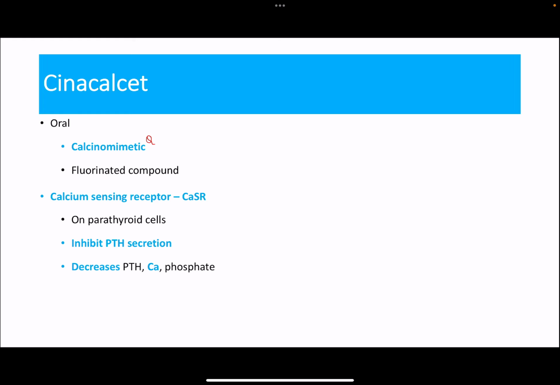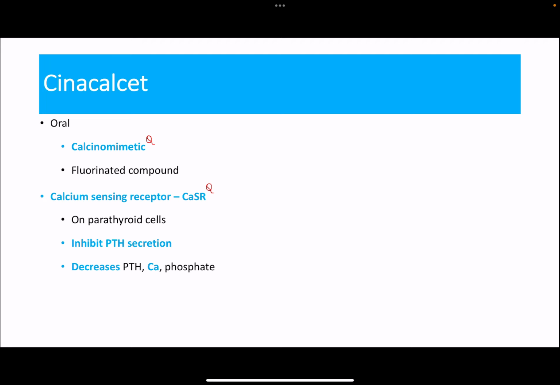These calcium sensing receptors are present on the parathyroid cells. So when there is an excess of calcium, this is going to sense the calcium levels in the plasma through the calcium sensing receptors. Very important to remember: the drug which detects higher levels of calcium in the blood is Cinacalcet, through the calcium sensing receptors present on the parathyroid cells.